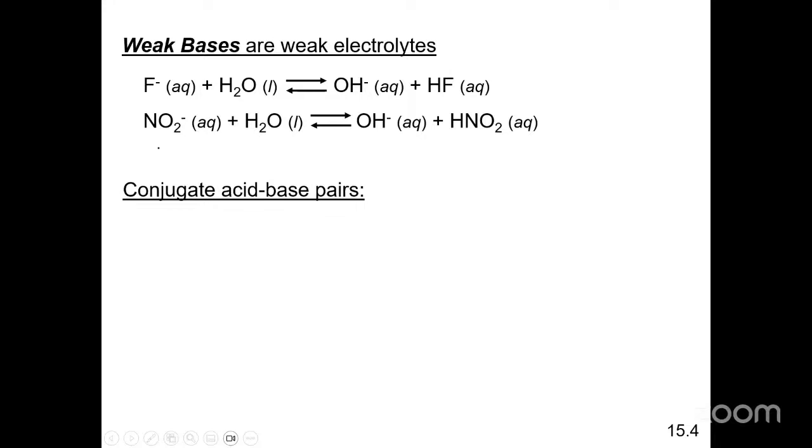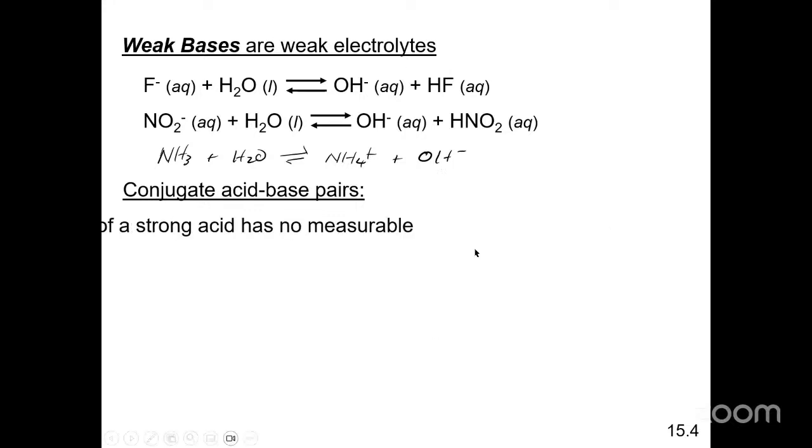Let me write that down. Ammonia, when added to water, I think I showed you this before, will form the ammonium ion and hydroxide ion, right? So these are all examples of weak bases, right?